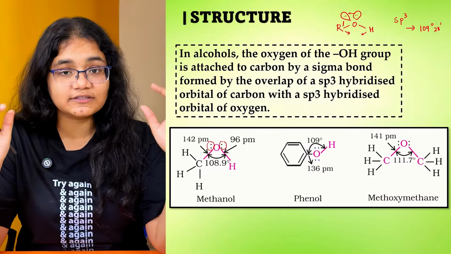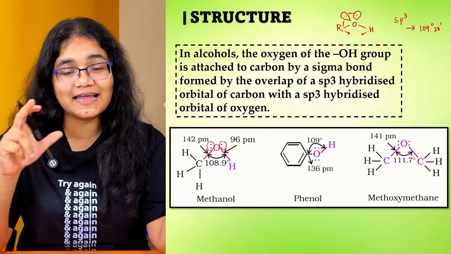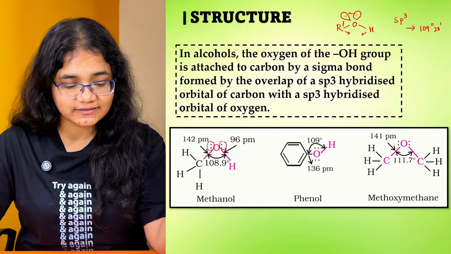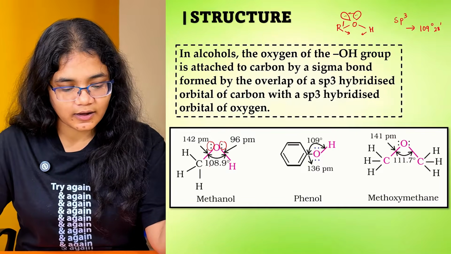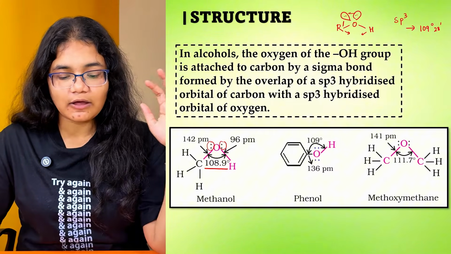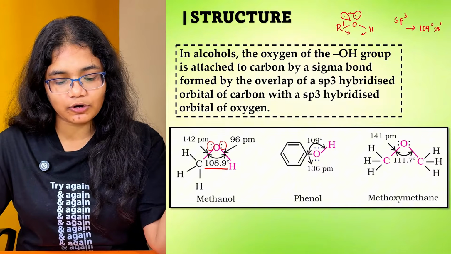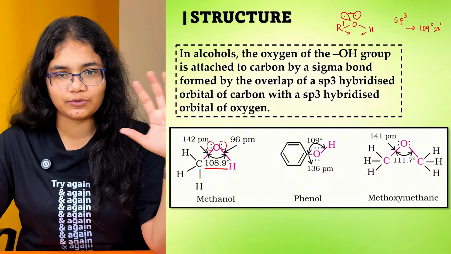And in alcohols, the bond angle is less than the actual value. How much less? It is actually 108.9 degrees. Okay. Now in phenols, what happens? Since this is a planar molecule, the angle almost remains as 109 degrees.